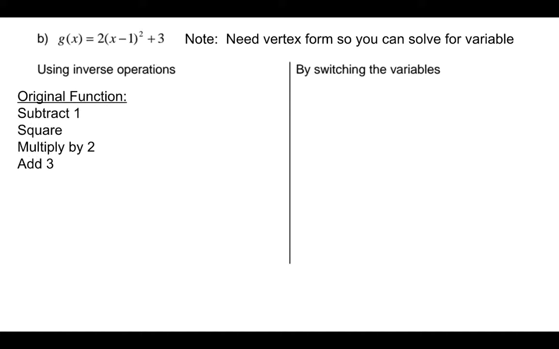So the original function, actually, what you do to the inputs, you subtract 1 and then you square. The order really matters here. You multiply by 2 and then you add 3. And if you're having trouble figuring out that order, just sub something in and see what you do to it. What is the order of operations that you would do? Brackets, exponent, multiplication, addition.